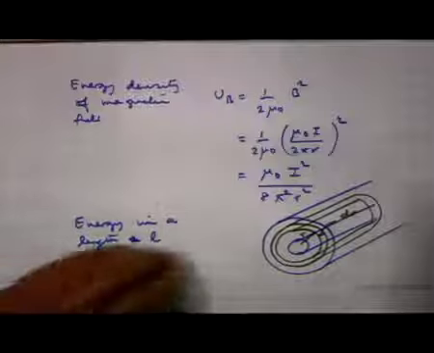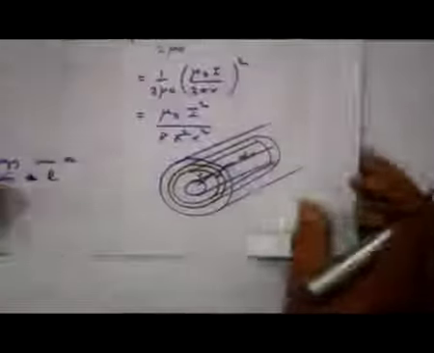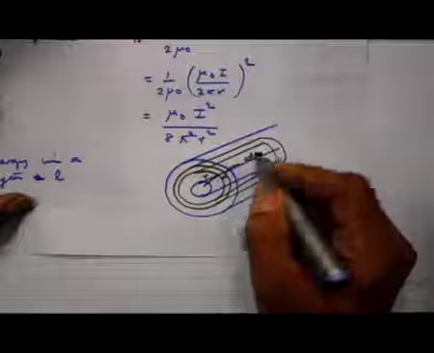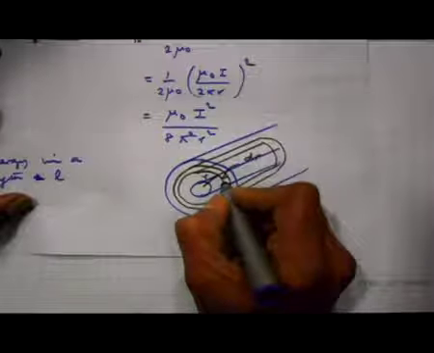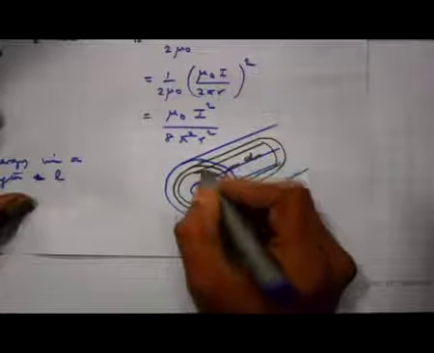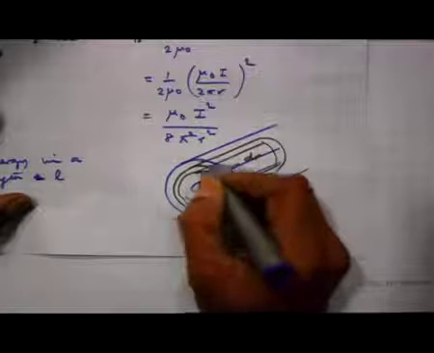So, what is the integration I need to do? There is no variation of magnetic field along the length. So, I take a cross sectional area between r and r plus dr and this volume, and I calculate the energy, and I integrate from the inner conductor radius A to the outer conductor radius B.